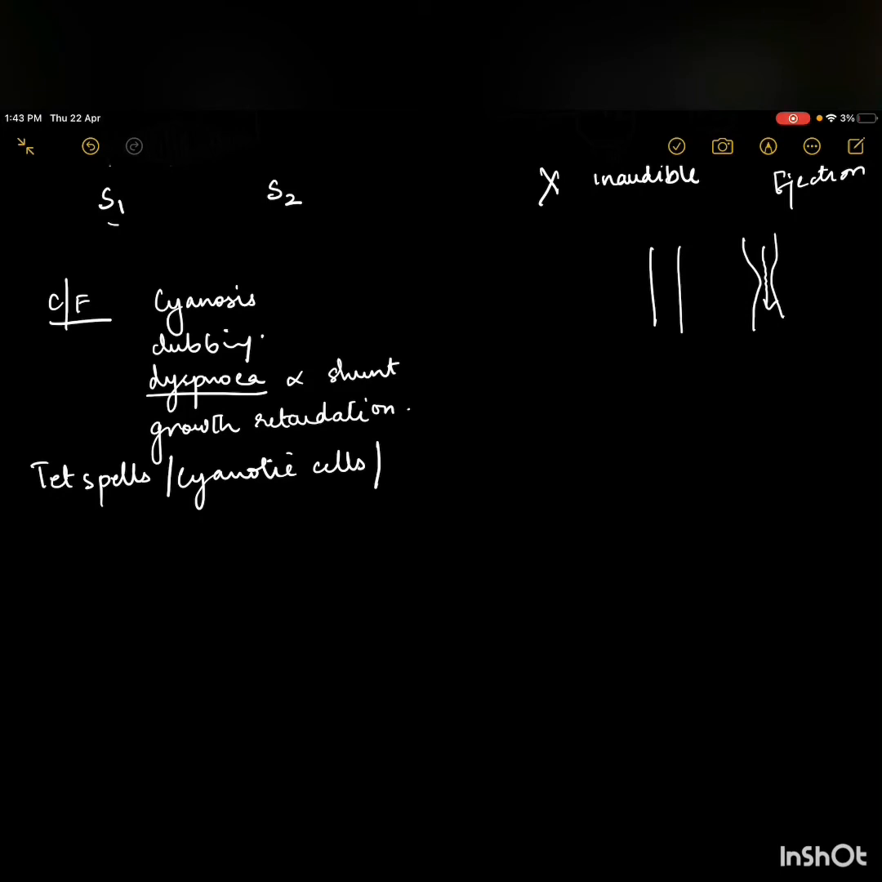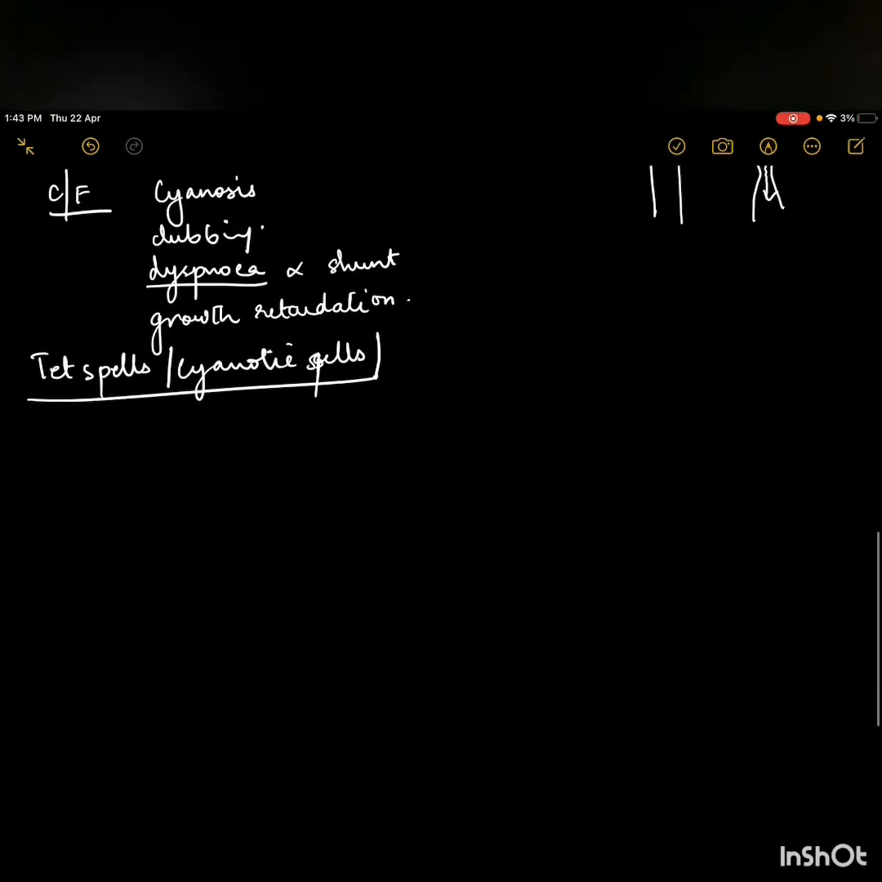Tet spells or cyanotic spells. And this is a very classical tetralogy of Fallot clinical feature. This by itself can be asked as a 5 marker or a 3 marker. So what basically happens is, this baby, the patient will come to you with a complaint that my child is always squatting, or when the baby's on the mother's lap, it's with a knee to chest position. And this is because this is the body's mechanism of reversing the shunt that is already there.